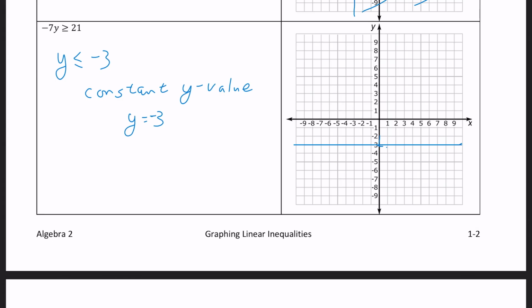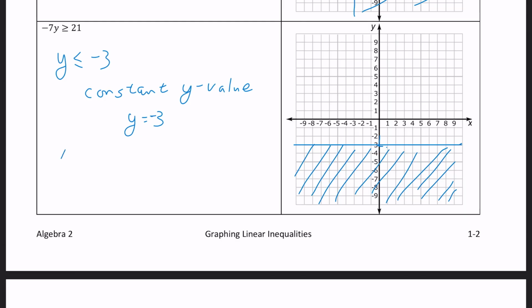But now the real question is, where do I find y values that are less than -3? And y gets less as I go down. And so I'm going to shade everything underneath the constant line at y equal -3.